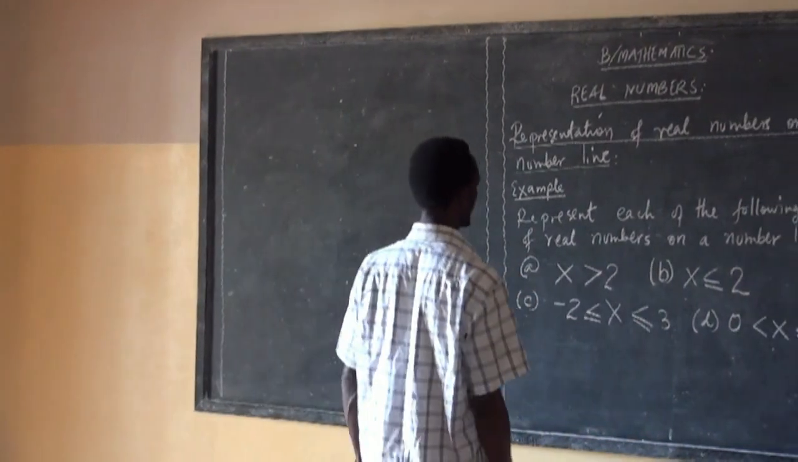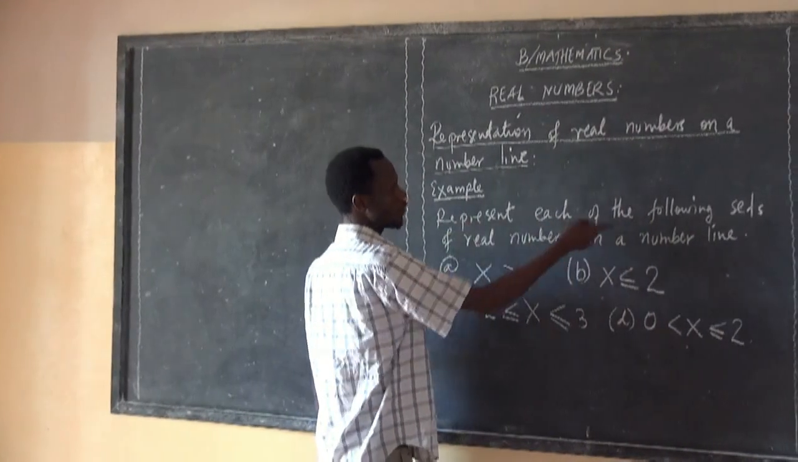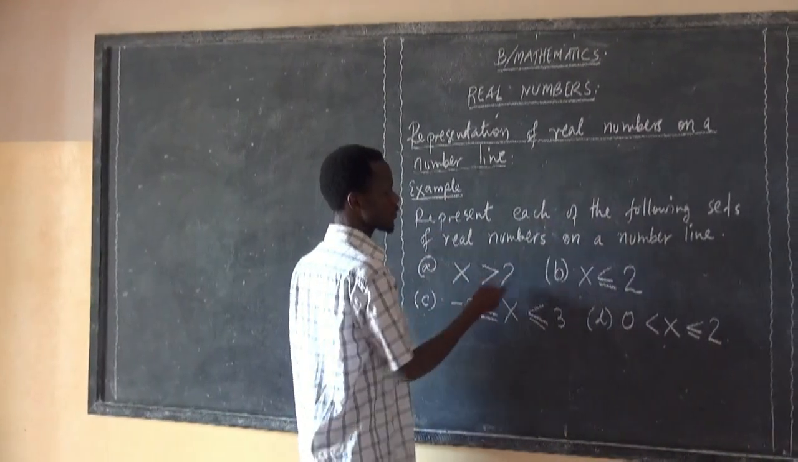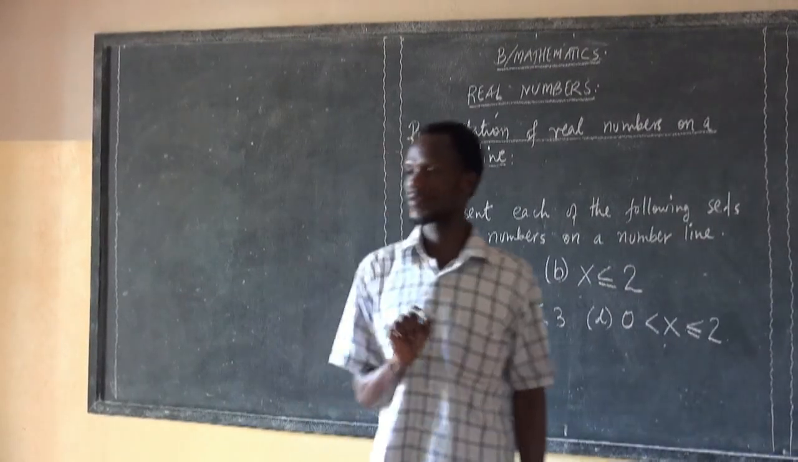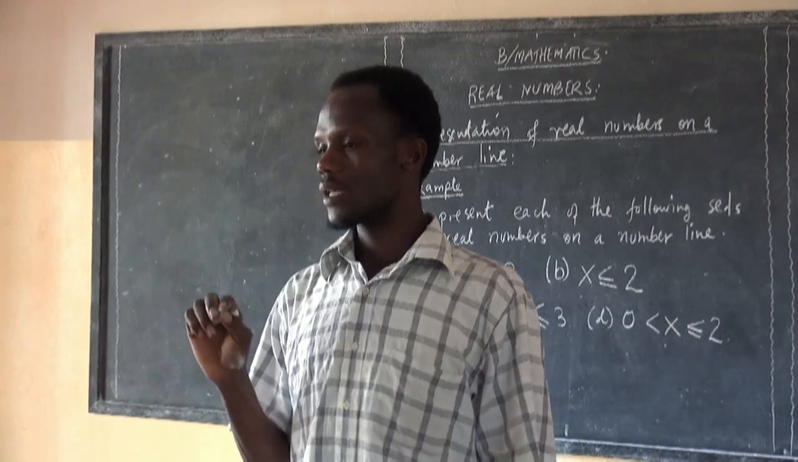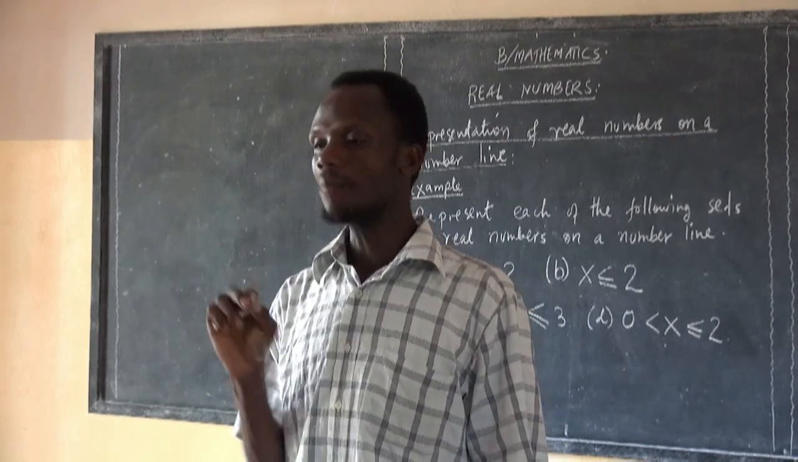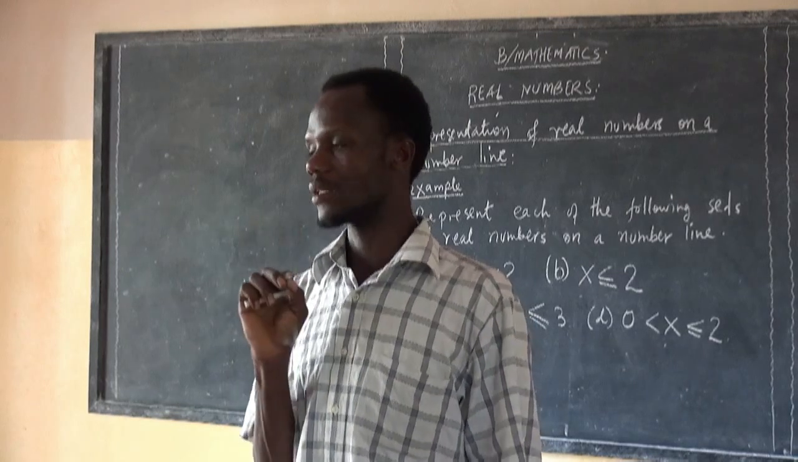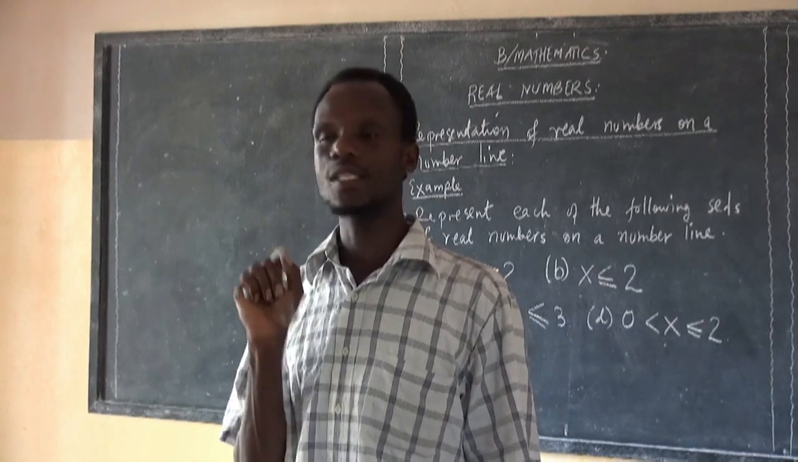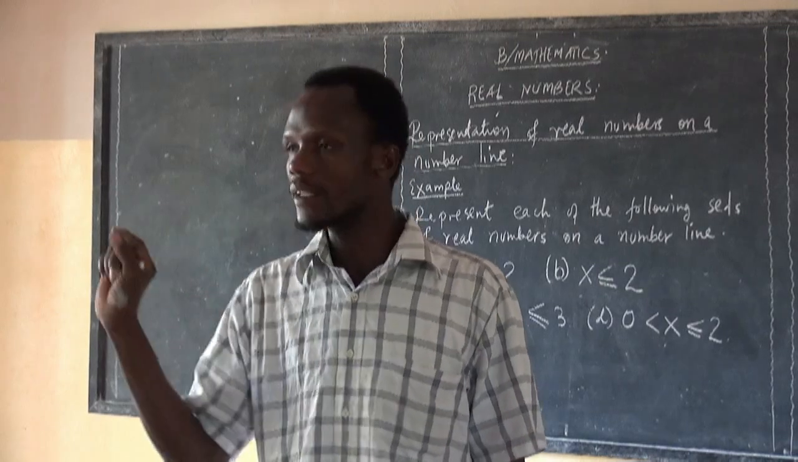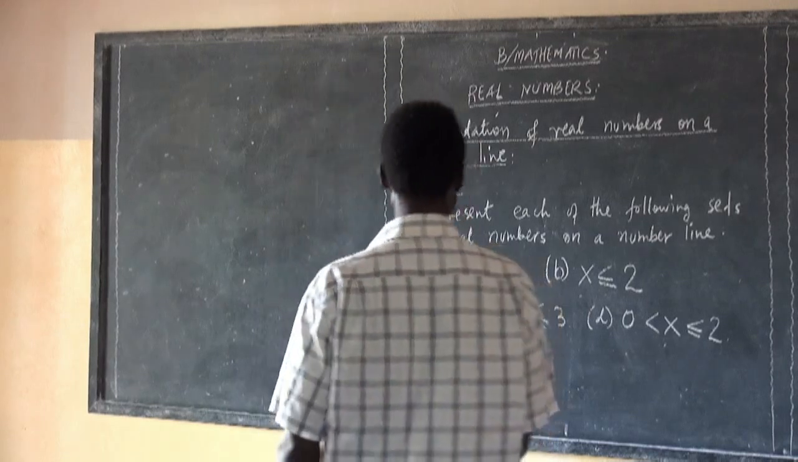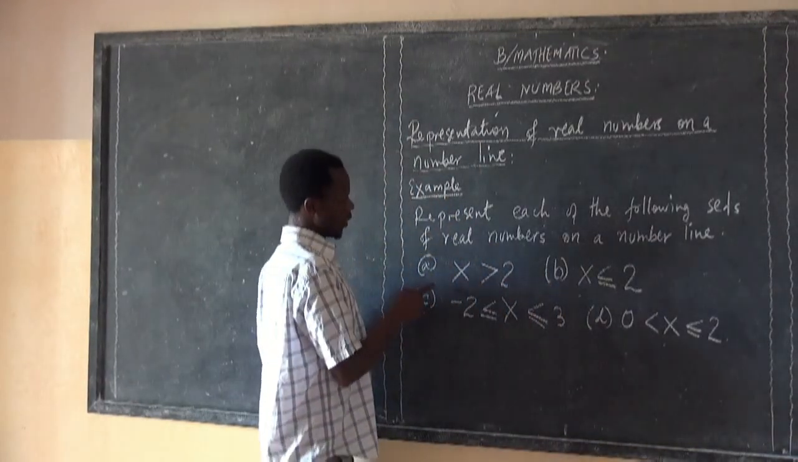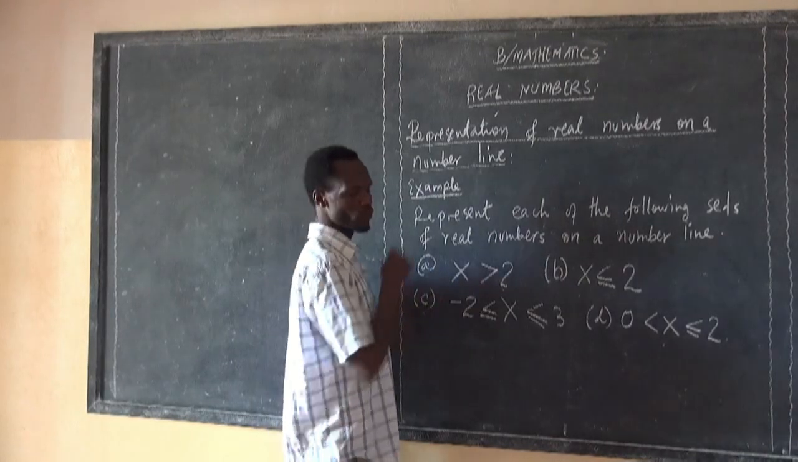Represent each of the following sets of real numbers on a number line. We talked much about inequalities. Solving inequalities, we did it. But sometimes, at some points, you may be required to represent the inequalities that you have solved on the number line. That is to say, for example, A, x is greater than 2.